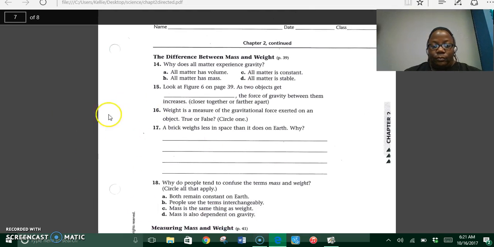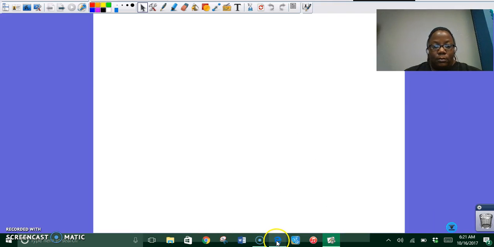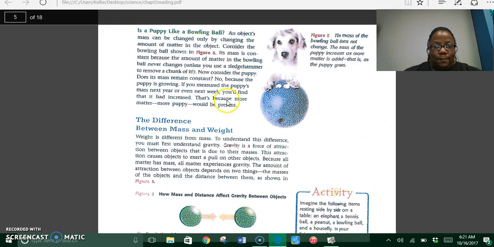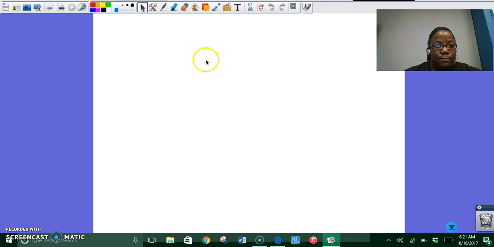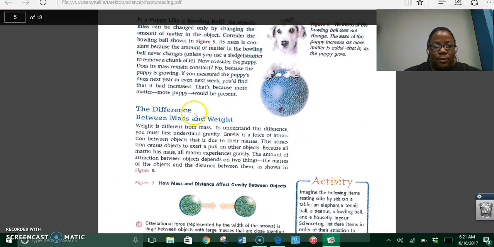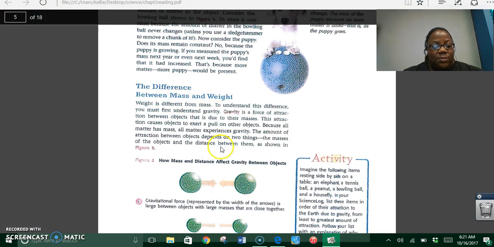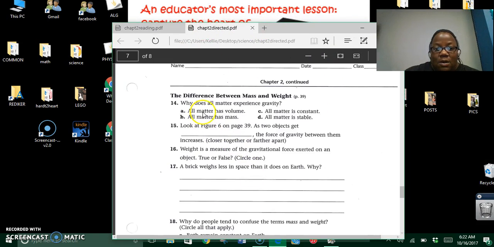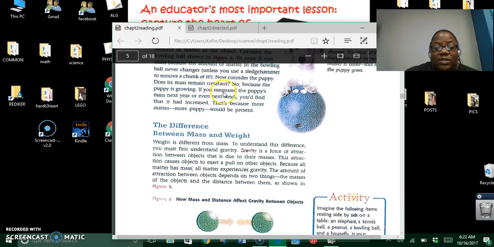Here we go. Okay, so the difference between mass and weight. And the first question says, why does all matter experience gravity? Okay, so that's the answer that we're looking for.